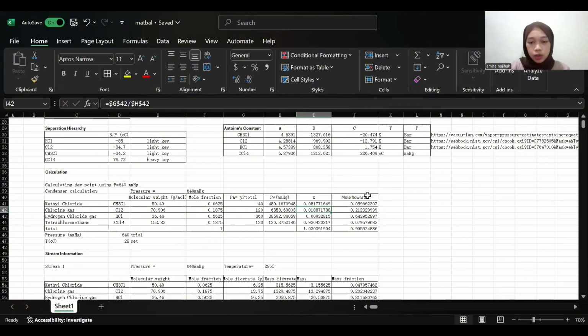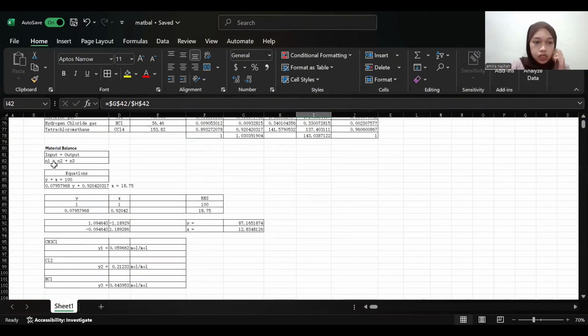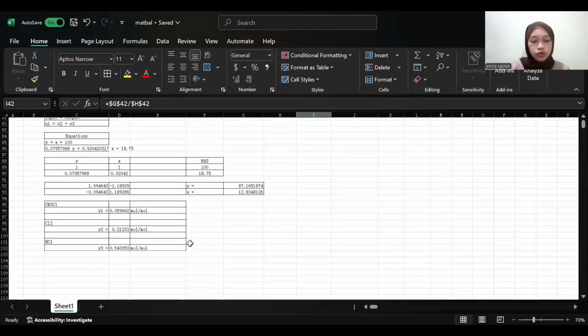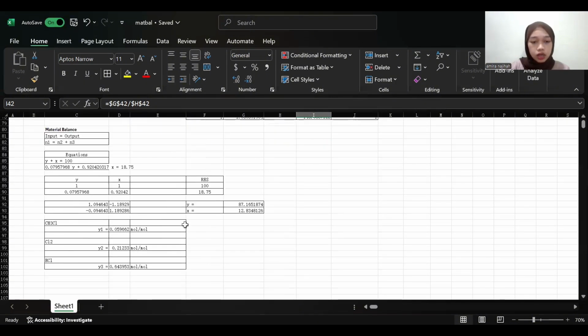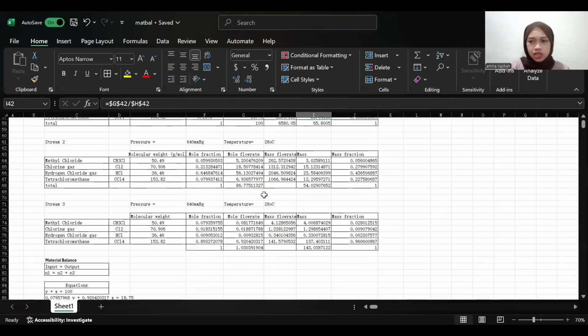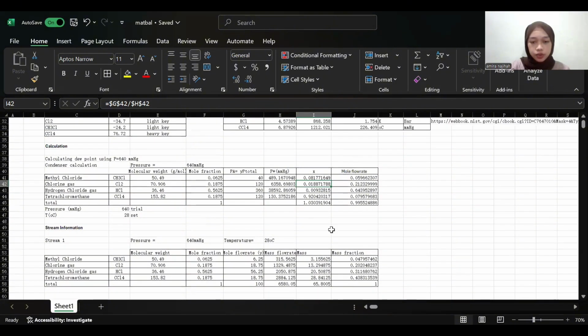For the mole fraction of the liquid stream, we use material balance, which is input equals output, so we have 2 equations here. We did the simultaneous equations to find the molar flow rate and also the mole fraction for stream Y. Then we got the molar flow rate for stream Y and stream X, which are stream 2 and stream 3. So this is the value. This is the value.